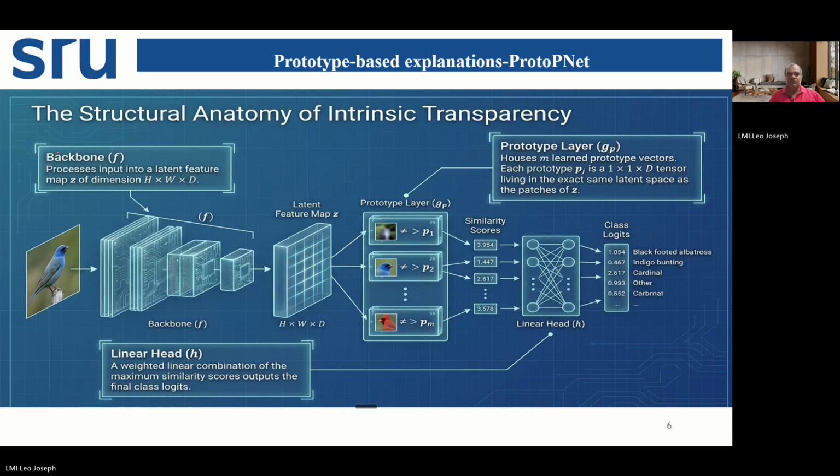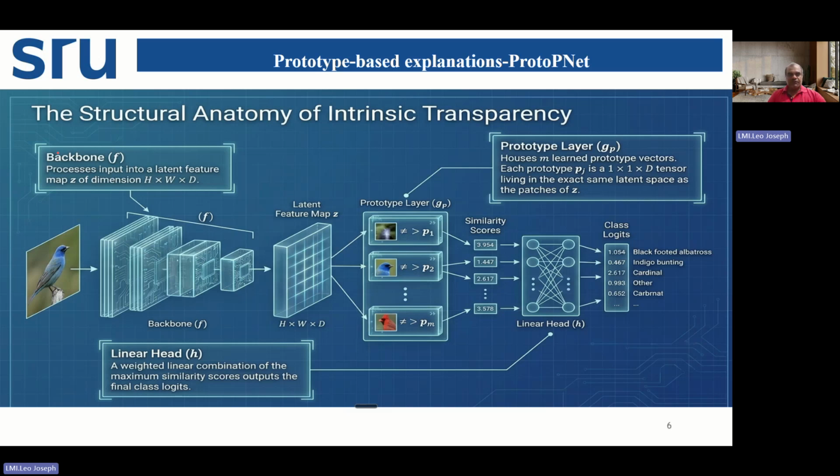That's all. Here we are not telling where the model is looking. We are telling how the model is deciding that this is the class. This is the important difference between the earlier traditional method and this prototype based explanation. This is what we are telling. Okay.